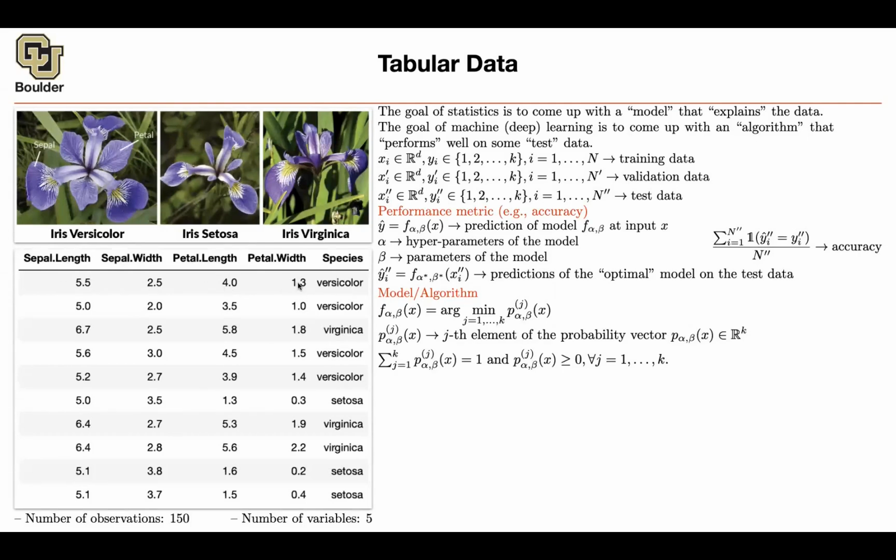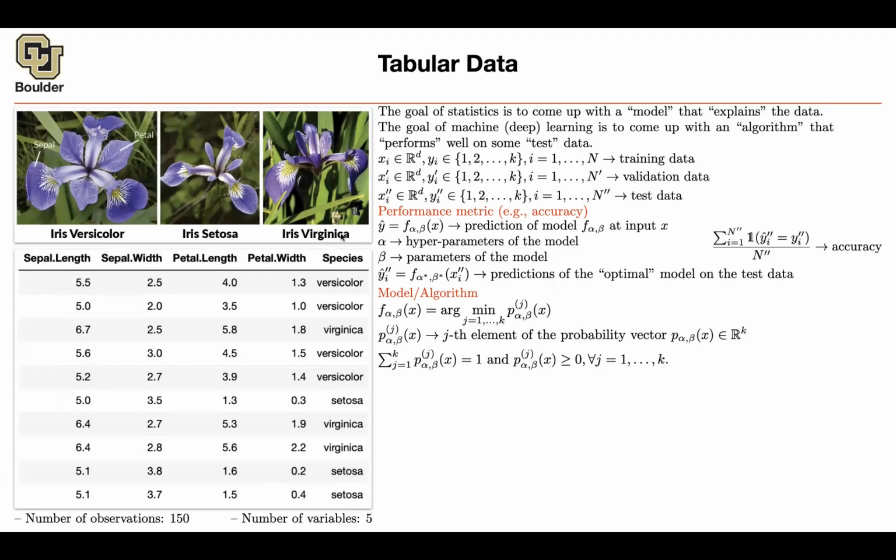X is going to be this vector, for instance, 5.5, 2.5, 4.0, 1.3 could be an element of your data. I is indexing the rows, and Y is what you're expecting out of your algorithm to classify. You want an integer to come out. Is it class 1? Is it class 2? Or is it class 3? And you're associating an ID.